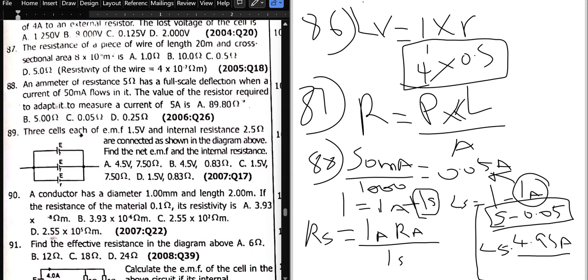IA is 0.05. See it here. That's IA, 0.05. Ra is 5. Then IS is 4.95. So that's what you are solving.